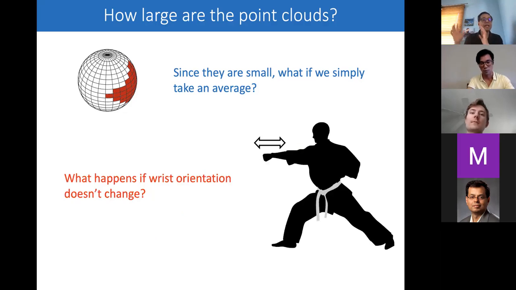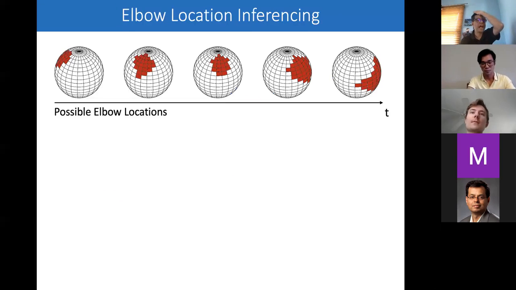But there are some cases, some gestures, in which the point cloud is actually very large. And one of the gestures we mentioned was this taekwondo punch, where you move your hand like that and the orientation of your wrist is not really changing. You see that, right? And yet the point cloud of your elbow, the red point cloud, is pretty large because it can be anywhere in that plane, right? So in these kinds of cases, if you take just the average, it's not going to work out well. And that is where you want to bring in hidden Markov models.